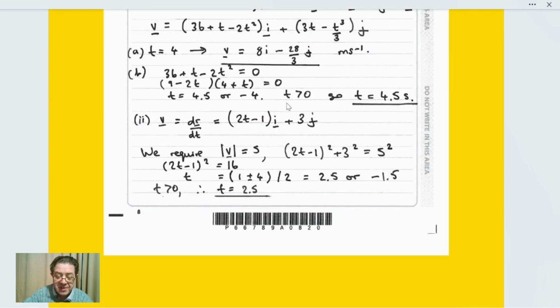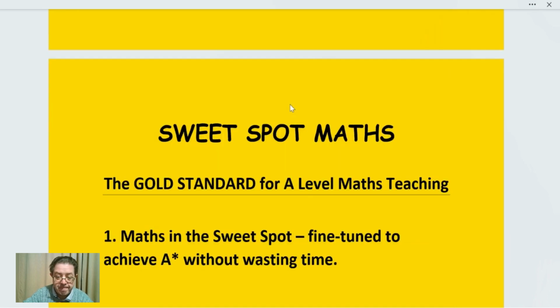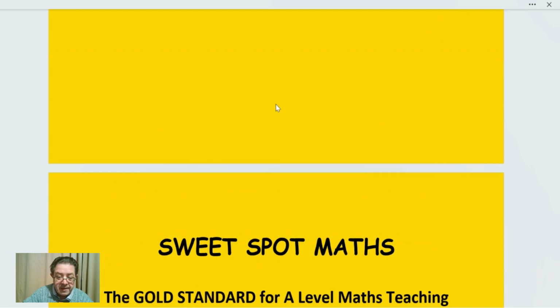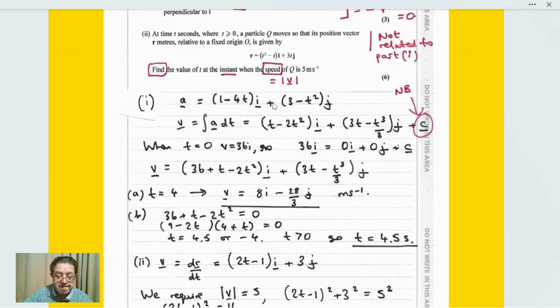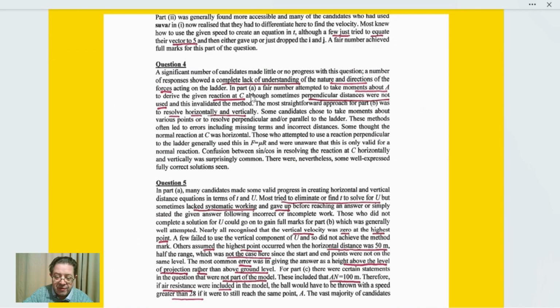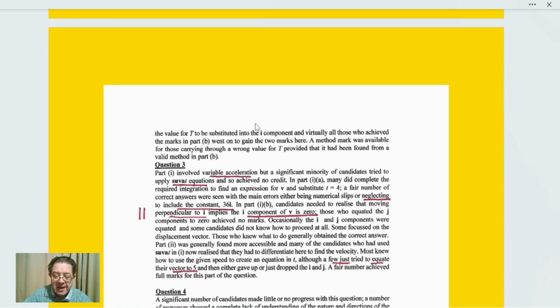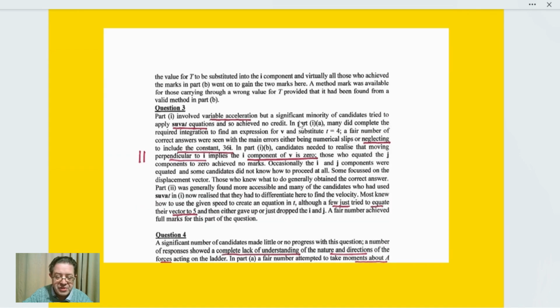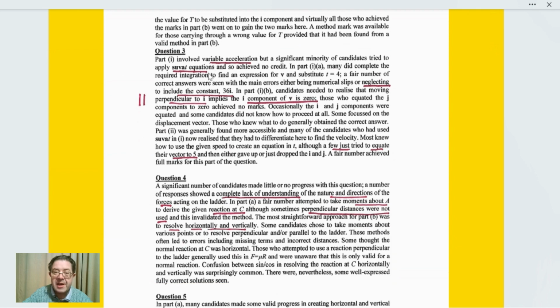So a quick peek at the mark scheme. Question 3. This involves variable acceleration. A significant minority tried to use the Suvat equations and so had no credit. Quite a common mistake here. Neglecting to include the constant. Once again, quite a common mistake.